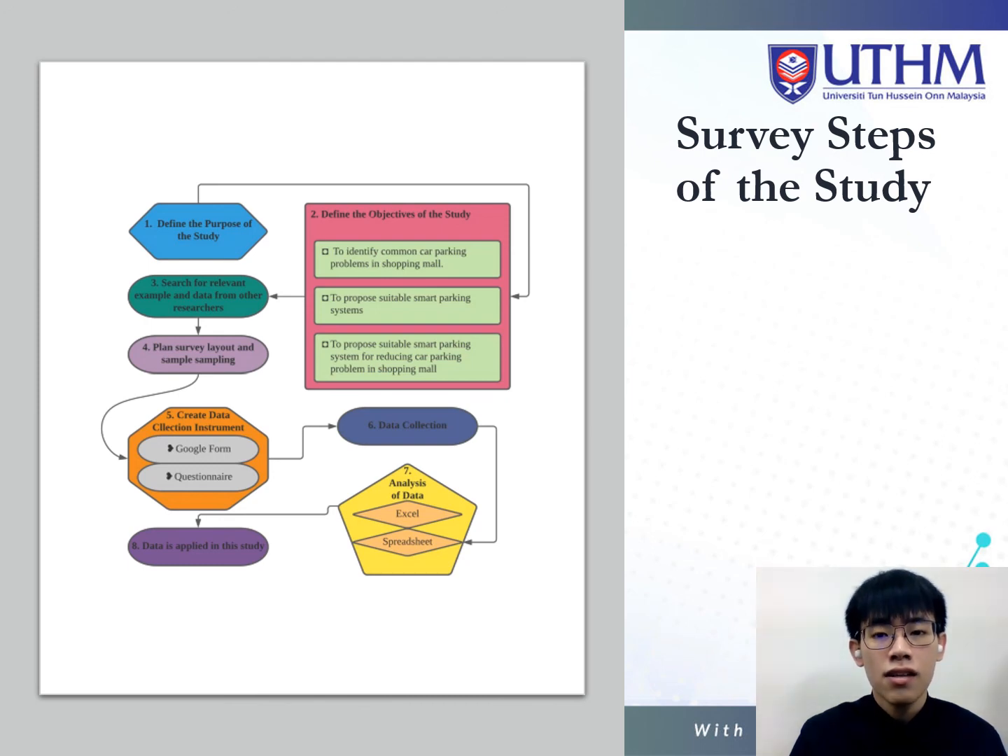Then, data is obtained and analyzed by using two software, which are Microsoft Excel and Google Spreadsheets. Microsoft Excel is used to analyze data obtained from the questionnaire, whereas Google Spreadsheet is used to analyze data obtained from Google Form. Data is then applied in this study after analysis of data has been done. This is basically the entire survey steps of the study.